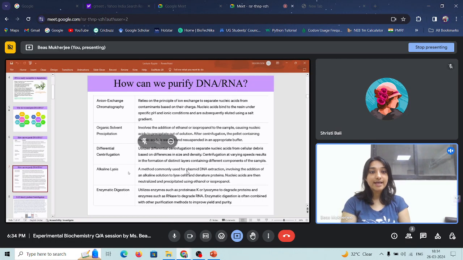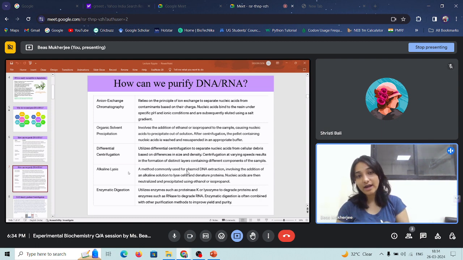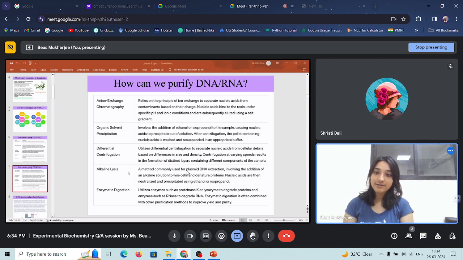So there is anion exchange chromatography. Now in anion exchange chromatography, what happens? This relies mainly on the principle of ion exchange to separate nucleic acids from contaminants based on their charge. Now again, you can understand this cannot differentiate between your RNA and DNA. Of course, both are negatively charged. So nucleic acid bind to the resin under specific pH and ionic conditions and are subsequently eluted using a salt gradient. Fine.